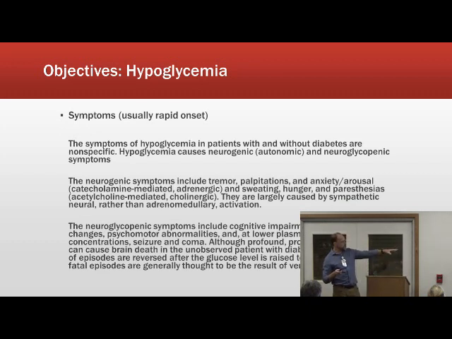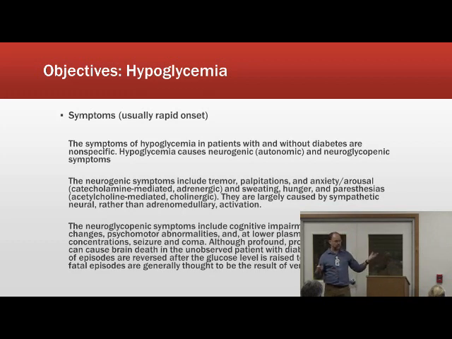symptoms are generally nonspecific, and maybe it's helpful to think about them as neurogenic symptoms, which are autonomic. So that means produced by sympathetic nerve output, like fight or flight response kind of stuff, versus neuroglycopenic. So neuroglycopenic means low sugar in the brain. So things that are caused by the brain actually feeling the low blood sugar. So the brain directed. Okay.